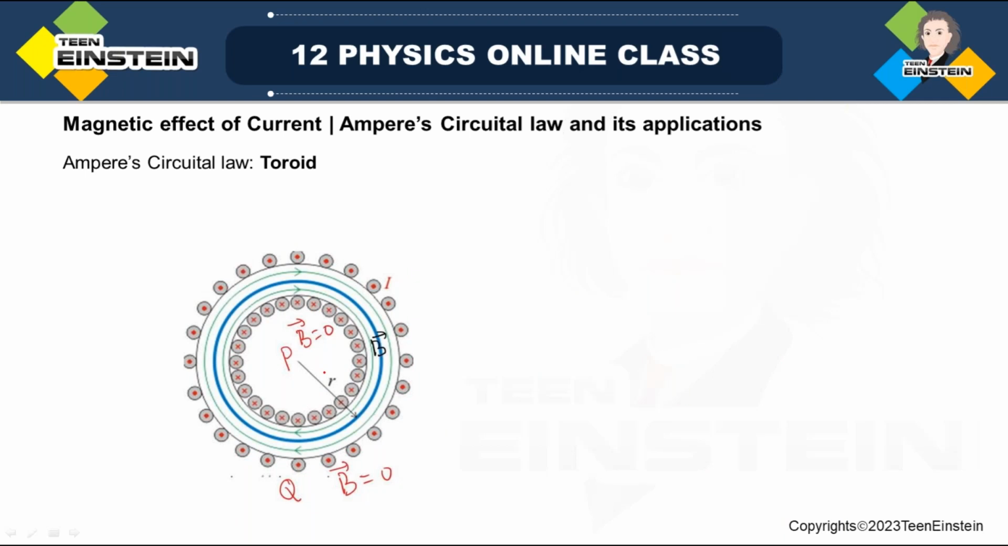Now, this is another Amperian loop. We already have an Amperian loop of radius r, and as you know, the magnetic field inside will be 0, and outside also will be 0. There will be magnetic field only in the interior of the toroid. So B into 2 pi r, let me write.